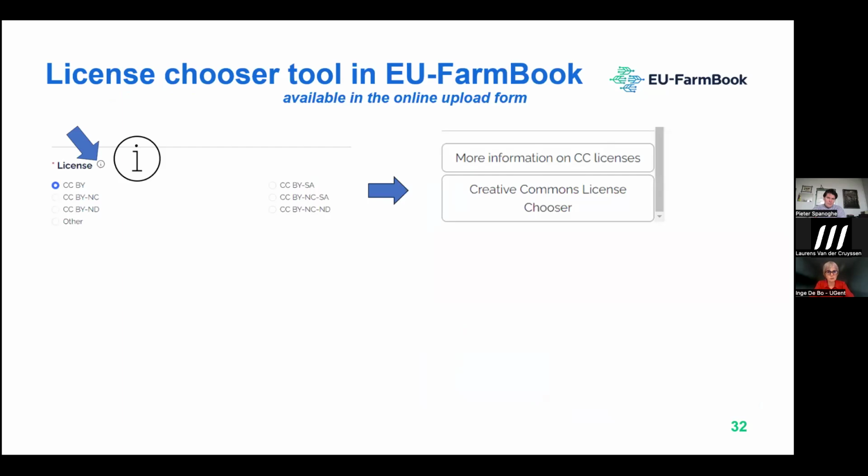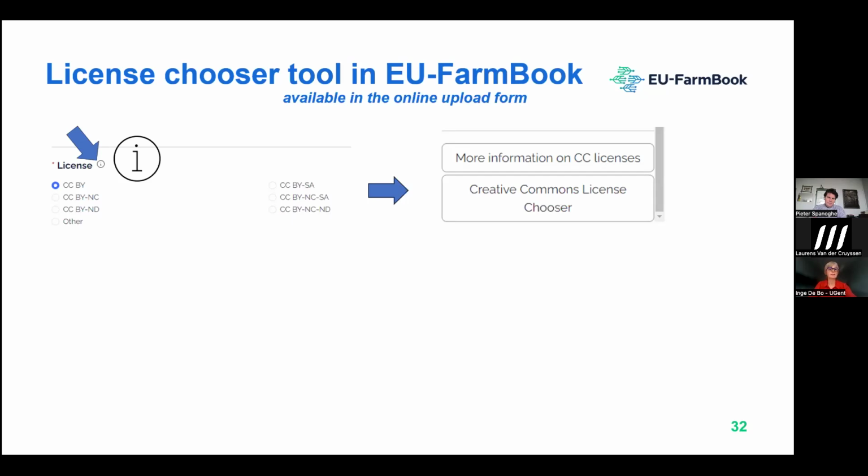We have a license chooser from Creative Commons, and this is available in the online upload form. So the moment, step by step, you're guided to add extra information to your knowledge objects. And like Peter explained to you, the license is so important for an optimal knowledge exchange.